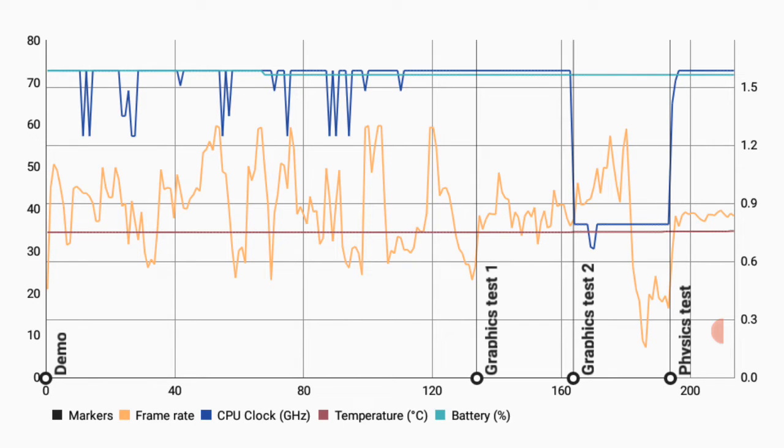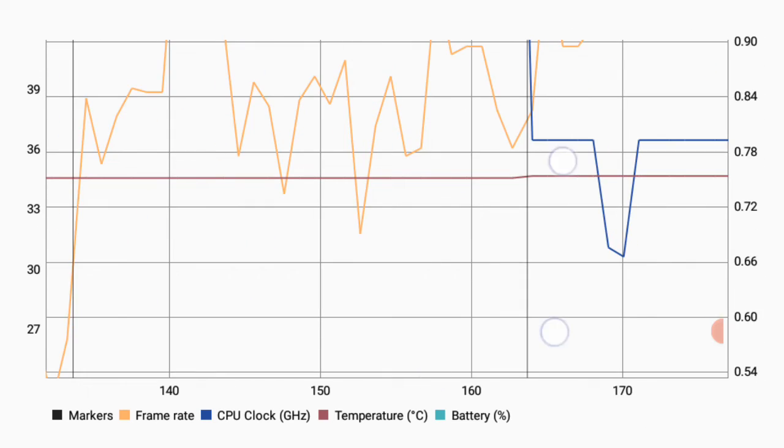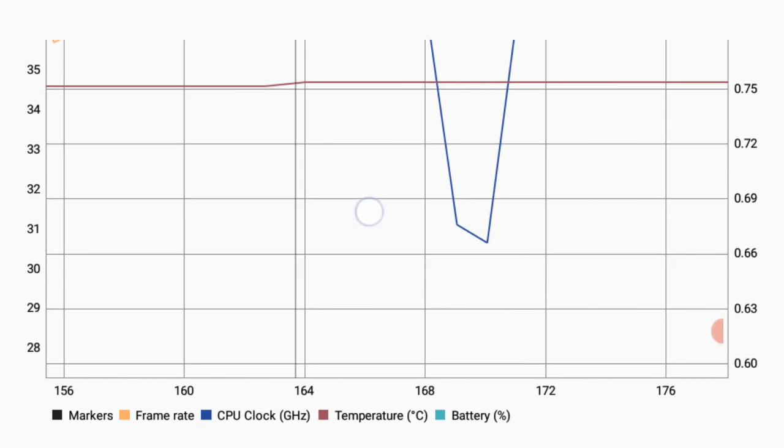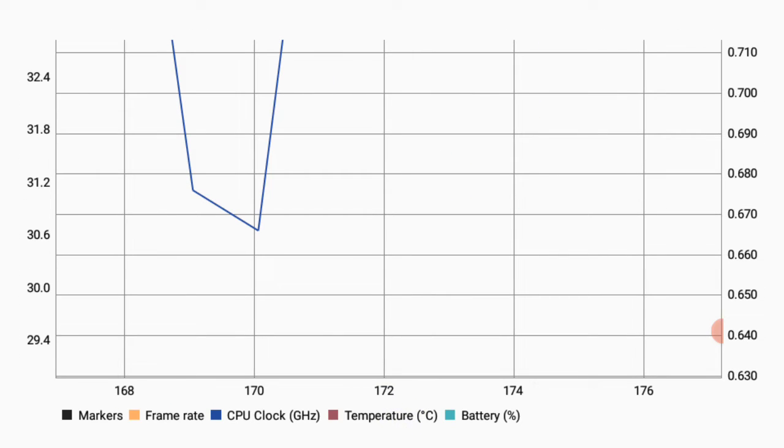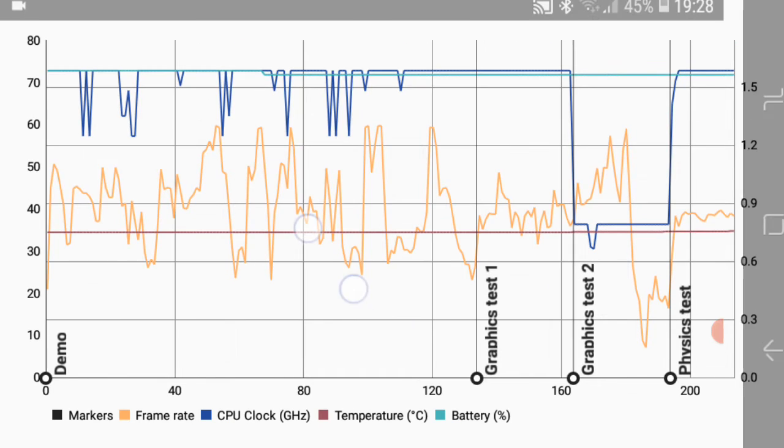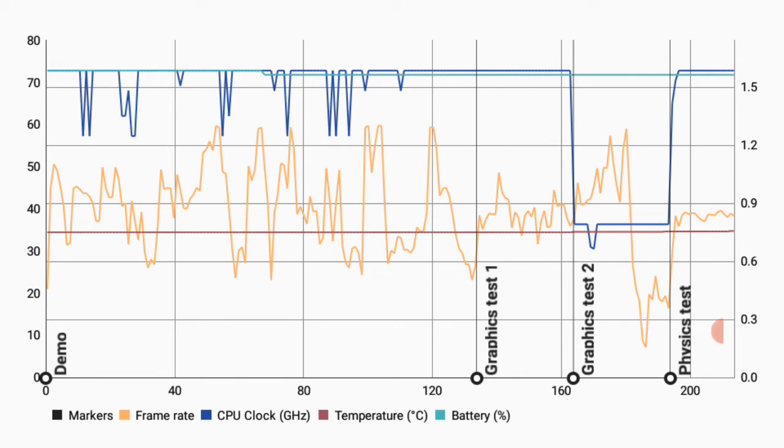We can see first that graphics test 2 is lowering the CPU frequency to almost 0.7 gigahertz, and there is a point at which the frequency is the lowest, maybe idle like that. This is 0.669 gigahertz, so 669 megahertz.